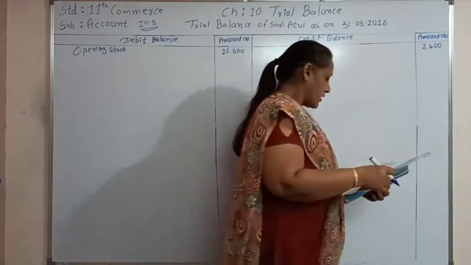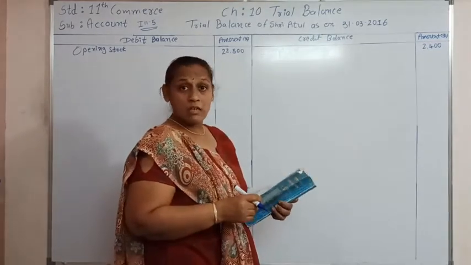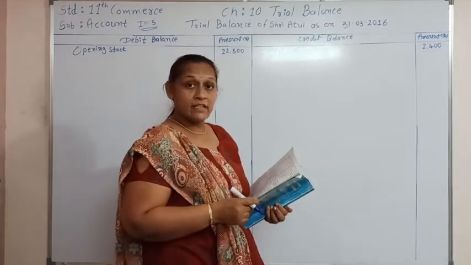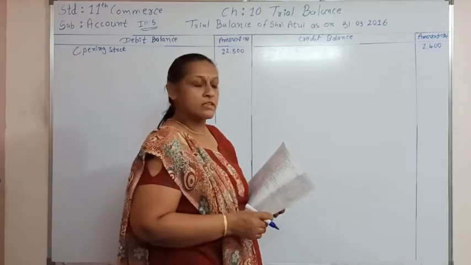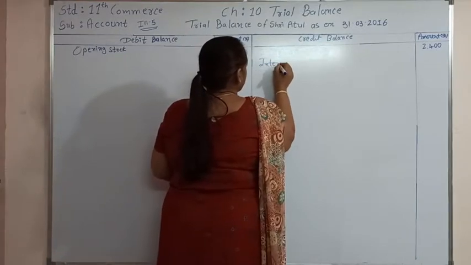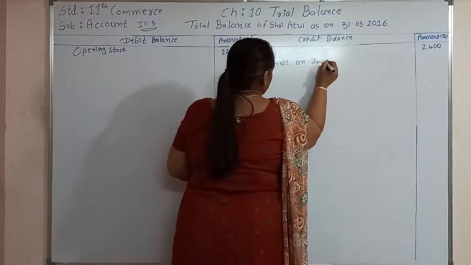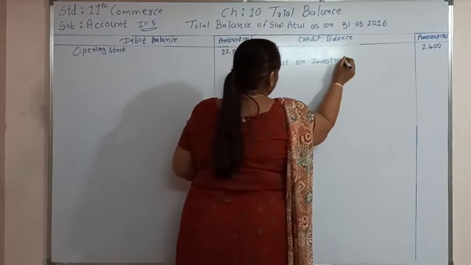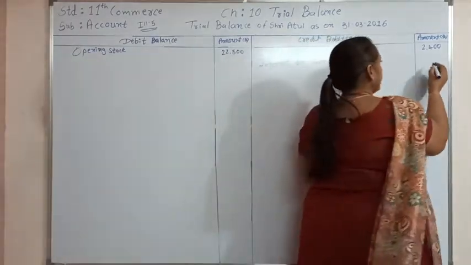After bad debt reserve, another account is interest on investment. Interest on investment is our income and it has a credit balance, although it is written on the debit side. We will write it on the credit side. So it has a balance of rupees 900.